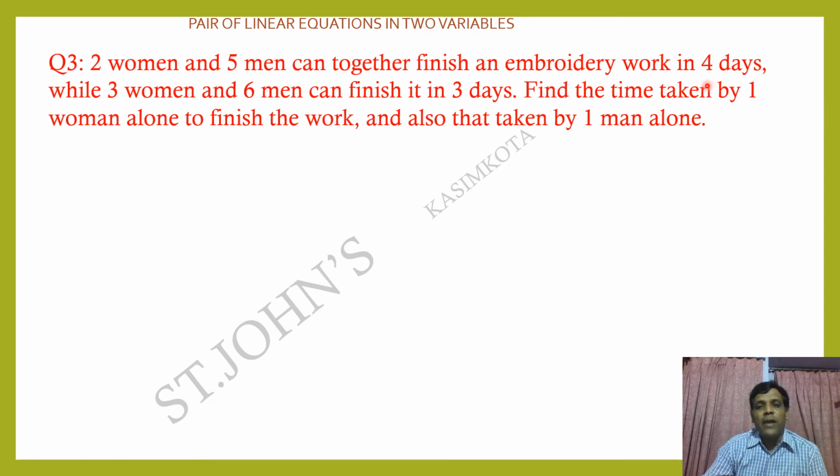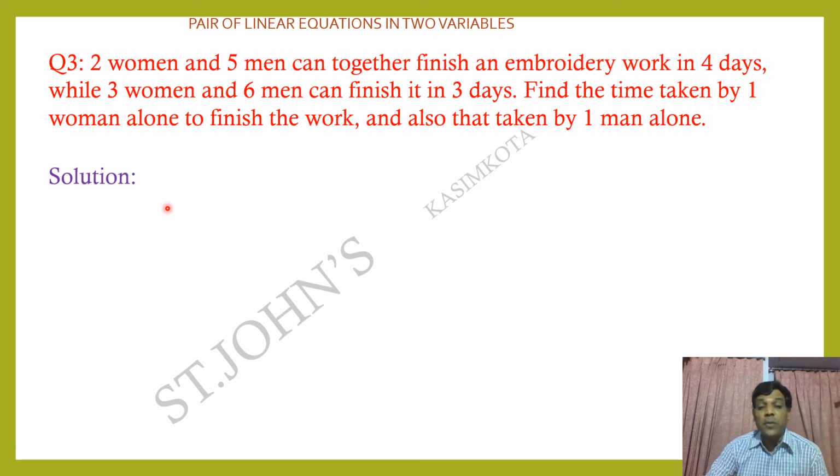Here the unknown value is 1 day's work, either the women's work or the men's work. 3 women and 6 men can finish it in 3 days, combined work. You have to find the time taken by 1 woman alone and by 1 man alone. These two are unknown values. So, coming to the solution part. Solution. First of all, I have to write the unknown values.